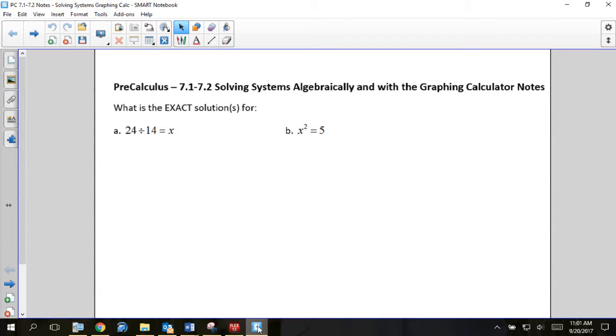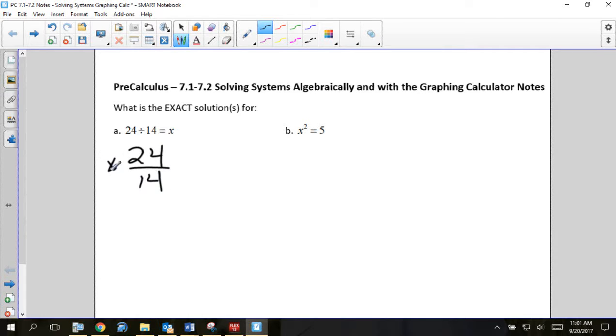It's going to be a fraction. So 24 divided by 14, does that reduce or is that it? What can we divide the top and the bottom by? Okay, so that's how we reduce. We do the same thing on the top and the bottom, so we're not changing the value, we're just changing the number. 12/7 would be the exact solution.